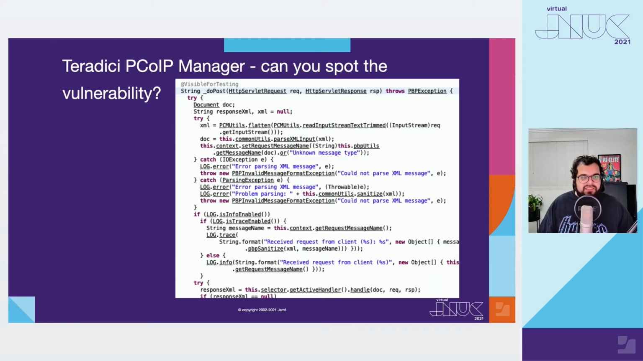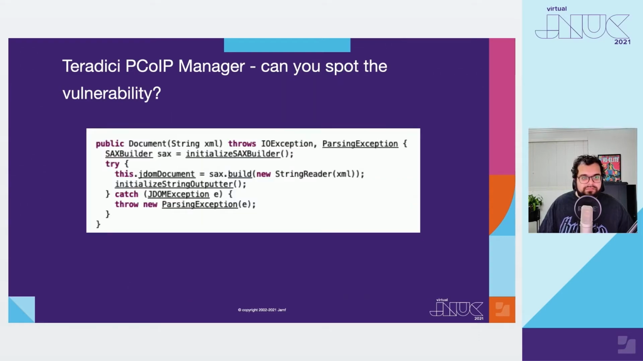Another vulnerability that I found in Teradici PCoIP Manager was that it was reading arbitrary XML from a POST request and parsing this XML without any protections in place. You can see here that it's reading the XML and eventually parsing it, in the line which says CommonUtils.parseXML. The input ultimately ended up in this function. So from source to sink, this is where it ended up.